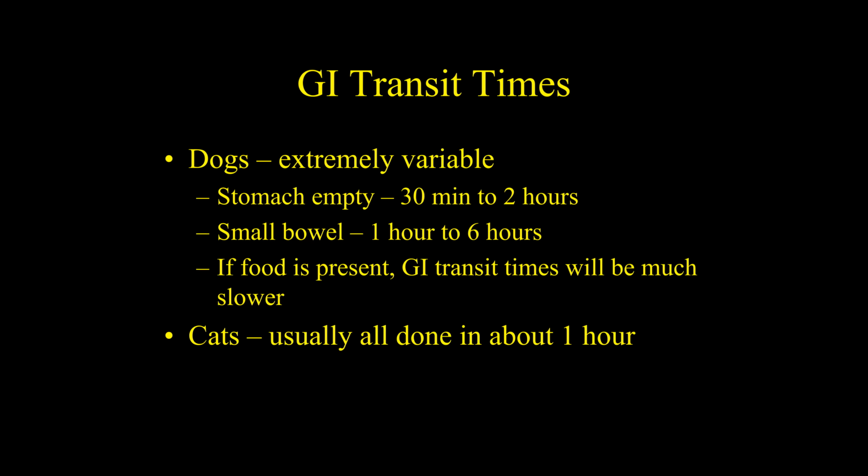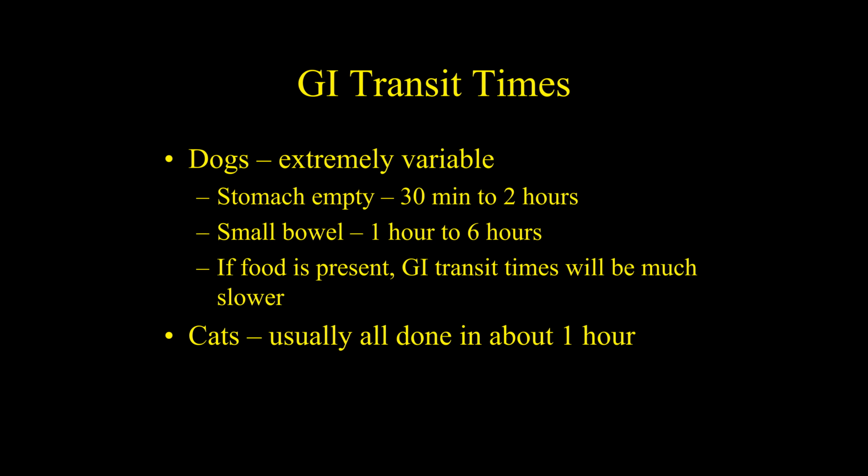Okay. The times that the stomach and the small bowel should empty, the GI transit time, is extremely variable, especially in a dog. Okay. Typically, and as a general rule, the stomach, after you give the barium, should be empty of barium somewhere between 30 minutes and 2 hours. Okay. The small bowel should be empty somewhere between 1 hour and 6 hours. Again, huge time windows here.